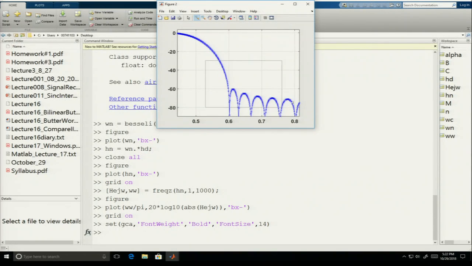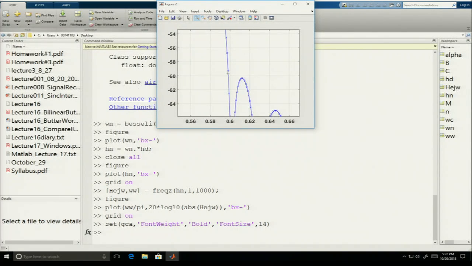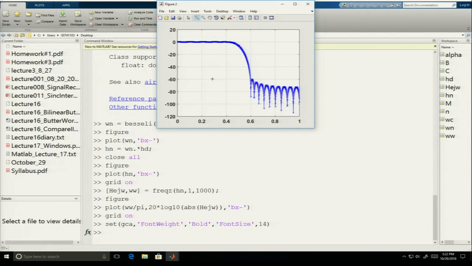Well, we wanted to get 60 dB of attenuation, and as we blow this up and get closer and closer to 0.6, what do we see? Well, it's really close. Right at 0.6, we're at, what, minus 62, 63, we're somewhere in here, which is good. We don't want to overdo it. So it worked pretty much like what you'd expect, or what you'd hope.